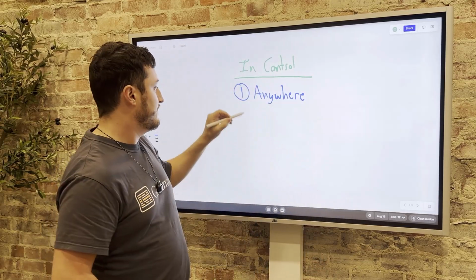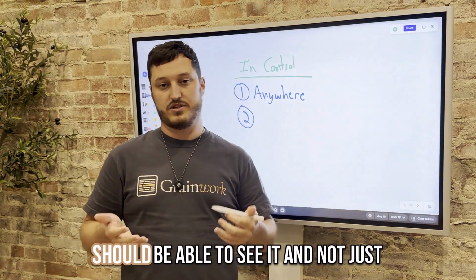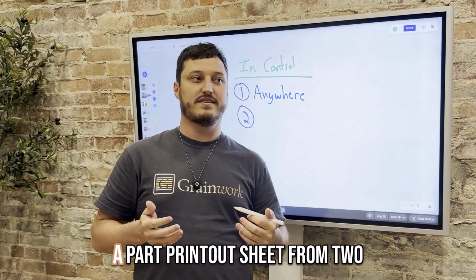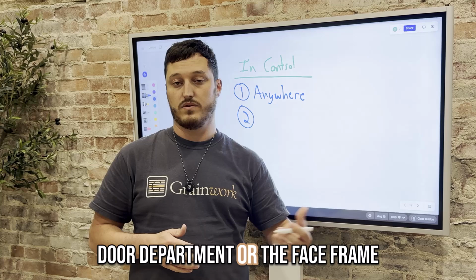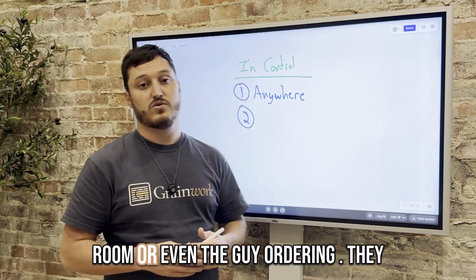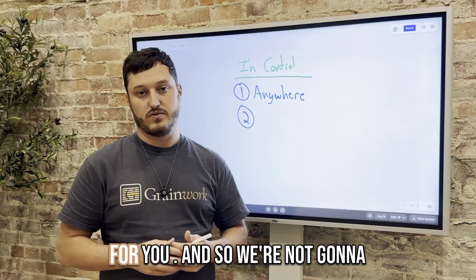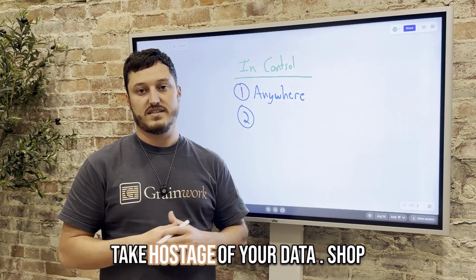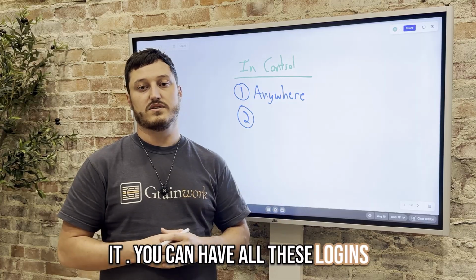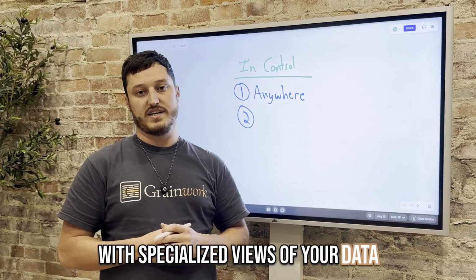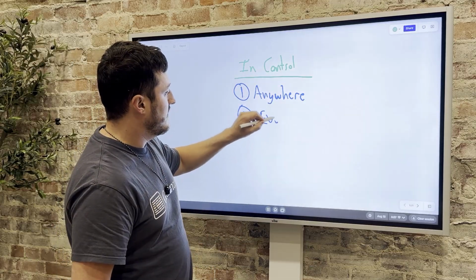Number two. Everybody who touches a job should be able to see it, and not just a part printout sheet from 2 weeks ago, right? The guy in the door department or the face frame department or maybe the finish room or even the guy ordering. They should have their own login, see the same job that the designers drew for you. And so we're not going to take hostage of your data. Shop users are free. The designer draws it. You can have all these logins with specialized views of your data because it's yours. And so this one, it's called Everyone.